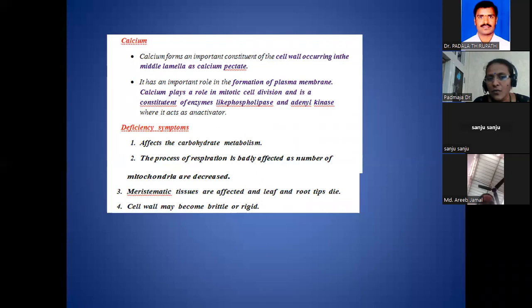If the cell wall calcium is less, there won't be any middle lamella formation, and there won't be any meristematic tissue formation. As a result, the root and the shoot will die, and the plant will be affected, and the cell wall may become brittle. That means there won't be proper intake of calcium, so the plant will be very fragile. That type will be seen if there is calcium deficiency in the soil.